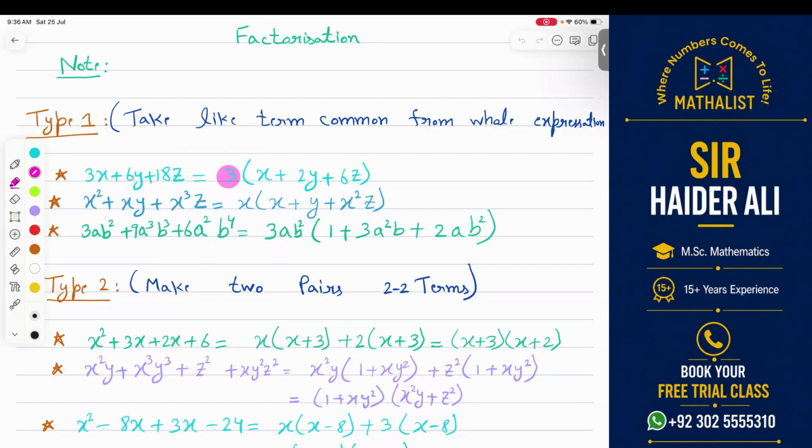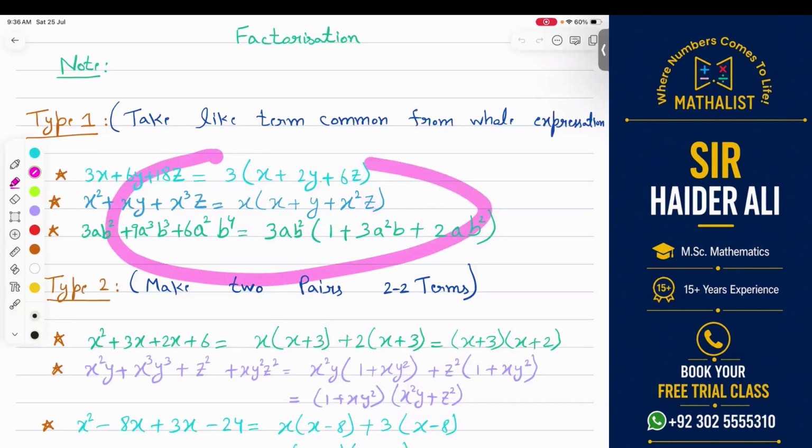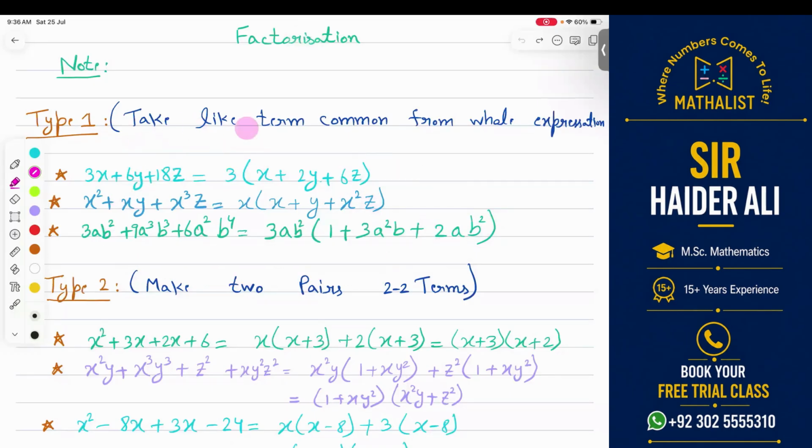I will take 3 common and inside x plus 2y plus 6z. Similarly, this one, x common, and inside we have all these terms. Similarly, these are the terms, and we can take AB square common, and inside we have this one. This is the first type of factorization in which we take common from the whole expression. For example, this is a whole expression, and 3 is common.